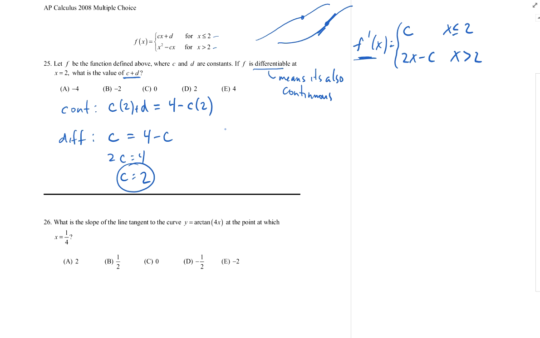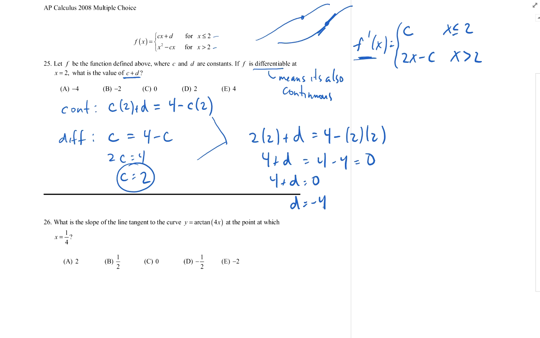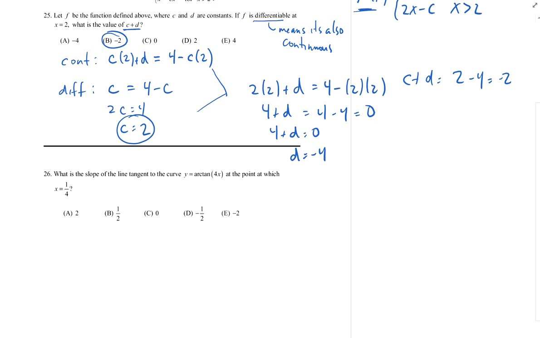Plug that into the top one up here, and I get 2 times 2 plus d equals 4 minus 2 times 2. We get 4 plus d equals 4 minus 4, which is 0. So I get 4 plus d equals 0, so d is negative 4. So c plus d is 2 minus 4, which is negative 2. Okay, there you go. A lot of work for one little problem.